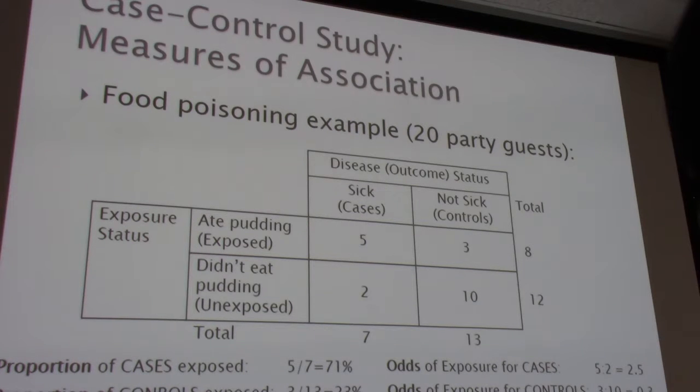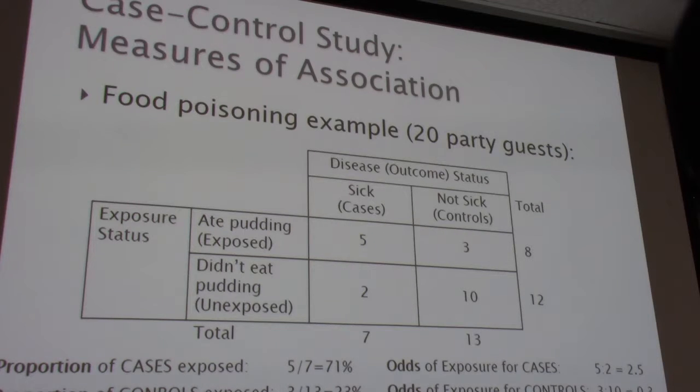So this is an example we could look at. If our question was about food poisoning, we have here 20 people who went to a party. Some of them got food poisoning, some of them didn't. We have 7 people that got food poisoning, 13 people that didn't, and we're suspicious that it was the pudding that might have caused this. Among our 7 sick people, 5 of them ate the pudding, 2 of them didn't. Among the people who didn't get sick, 3 of them ate the pudding, 10 of them didn't.